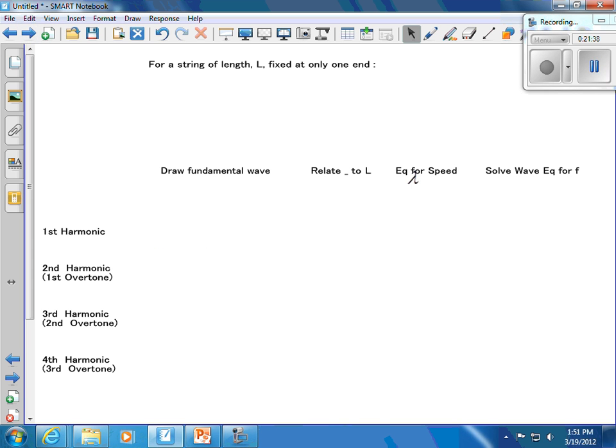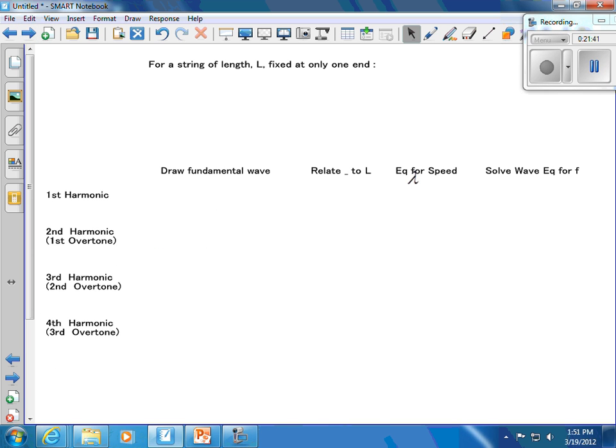Okay. And then quickly, I'm going to show you what it looks like when the string's open at one end. You get half a football. And if you get half a football, the wavelength is 4 times L. The speed is still radical T over M over L. So frequency then is going to be V over lambda, which is V over 4L.